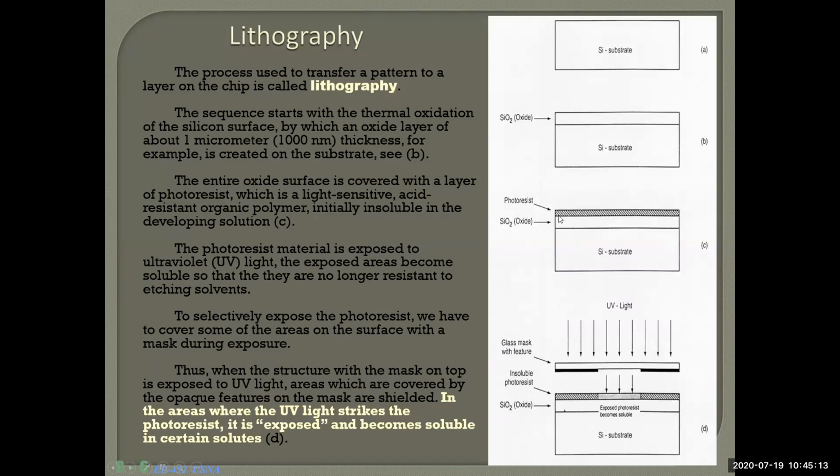Then after that you will give a layer of photoresist. The entire oxide surface is covered with a layer of photoresist, which is a light sensitive, acid resistant organic polymer, initially insoluble in the developing solution. So after the silicon dioxide, you will give a layer of photoresist. This is photosensitive or light sensitive, acid resistant, and initially not soluble. Not soluble means it will not mix with the solution, initially insoluble in the development solution.